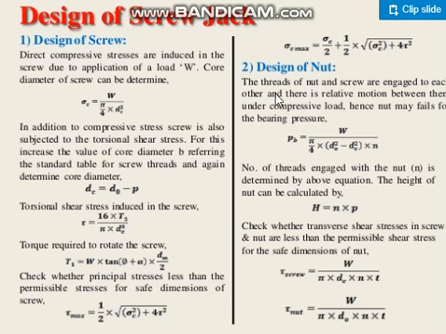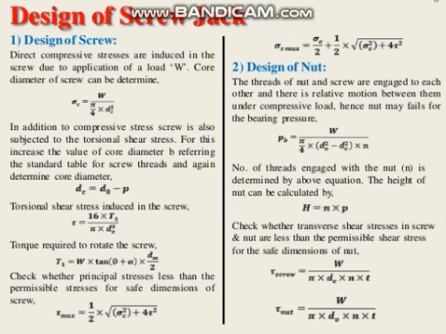Let us read here. The threads of the nut and screw are engaged to each other, and there is relative motion between them under compressive load. Hence the nut may fail in bearing pressure. Considering bearing failure, now we have to design this, because relative motion is there.